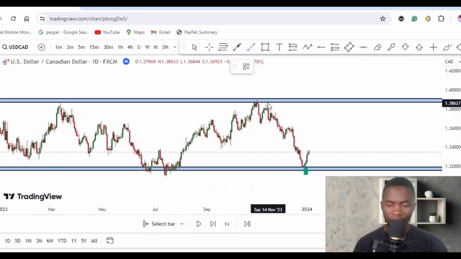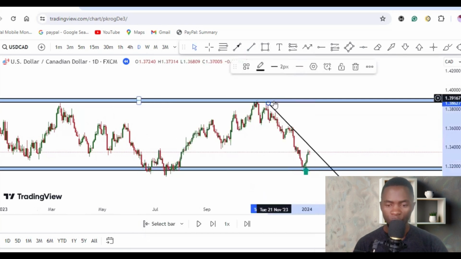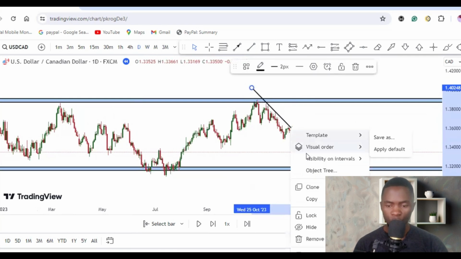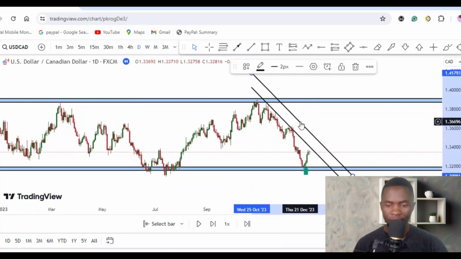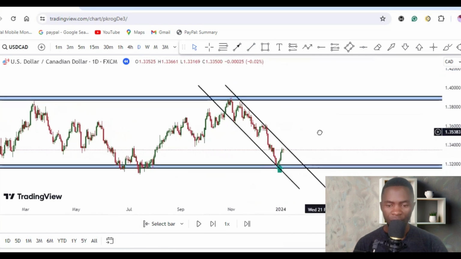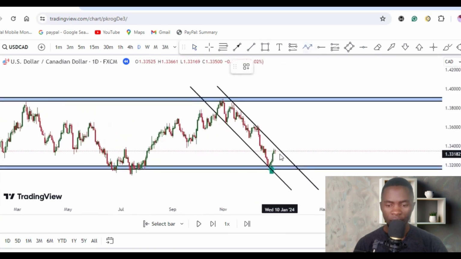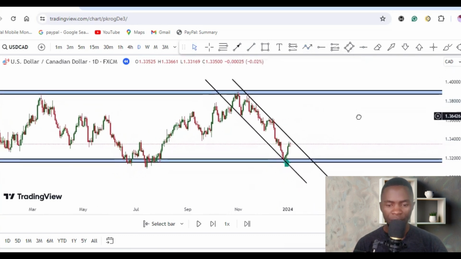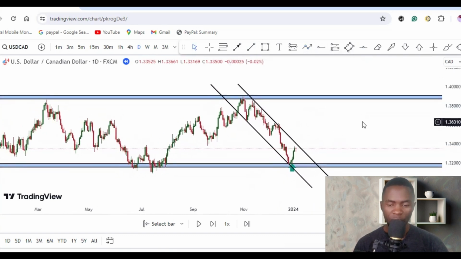Then the second confluence that I normally use, I have to draw a trend line. That is my trend line. So what I'm expecting here is the market to break this trend line, retest, and then move to the upside. So that's what I'm expecting to see on this particular pair.